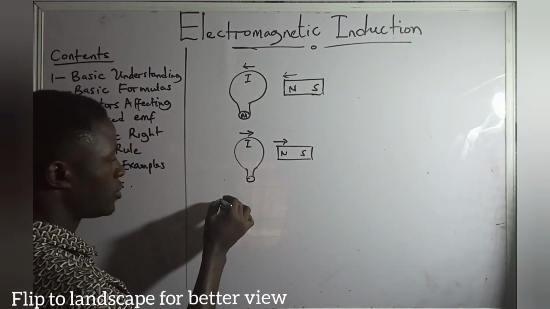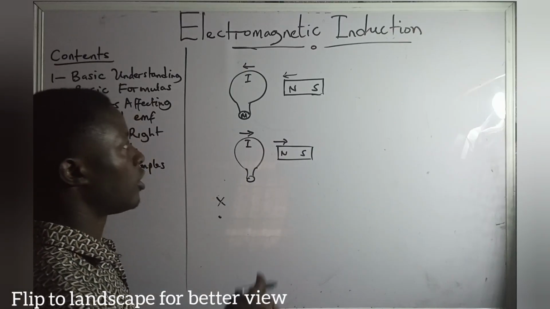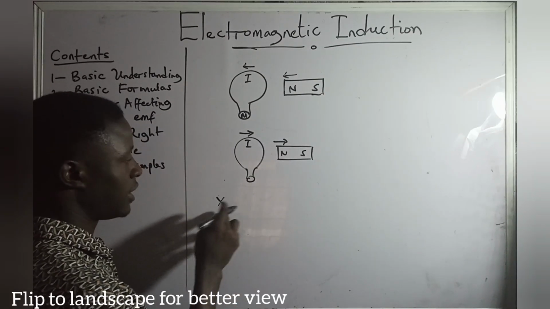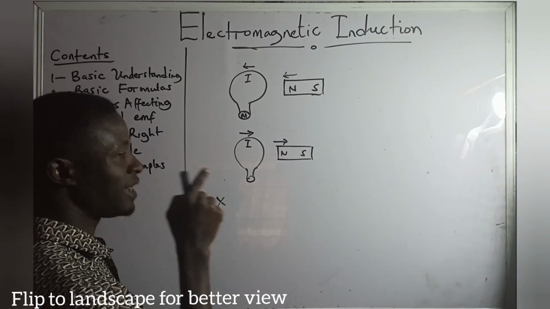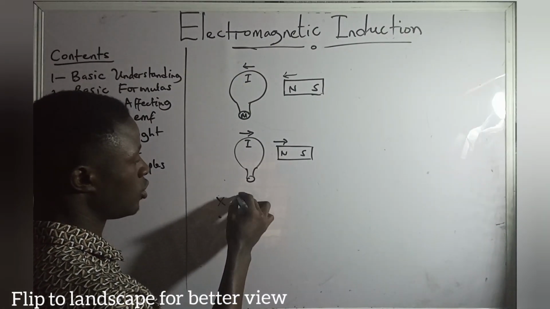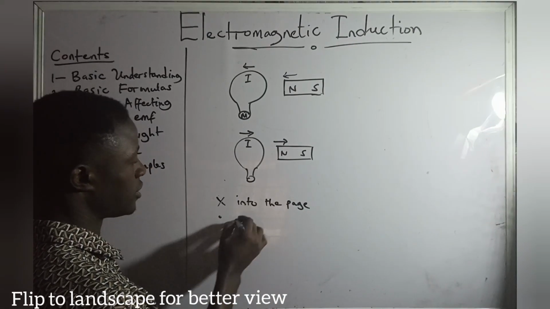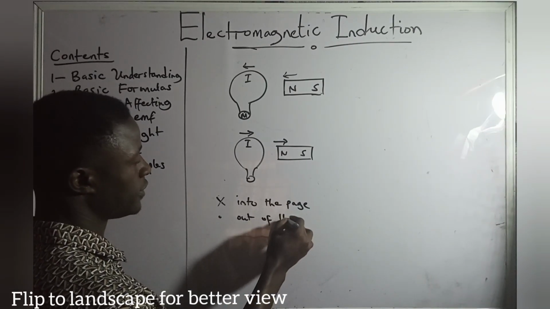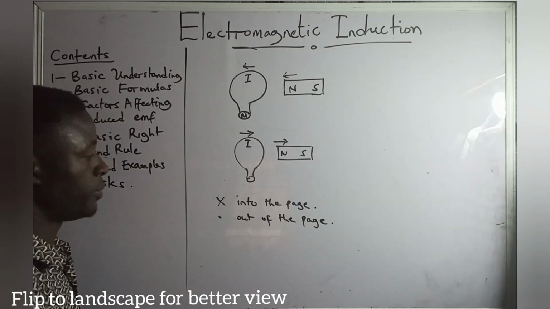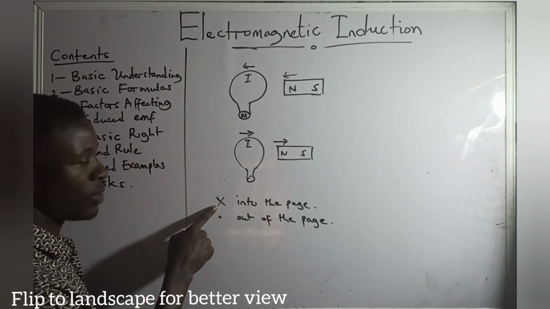So now we use two symbols to show the direction of the magnetic field. We use X to say that a magnetic field is entering into the page. So we say X is into the page and dot is out of the page. As we go along in this, I'm going to show you where we will use this.